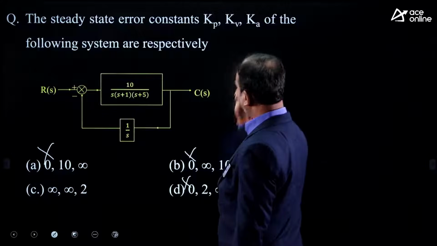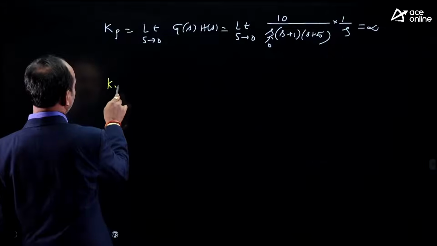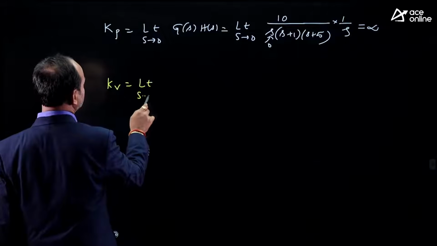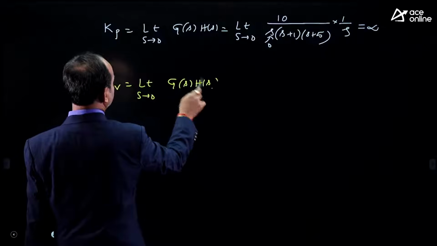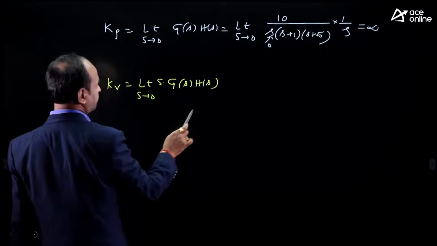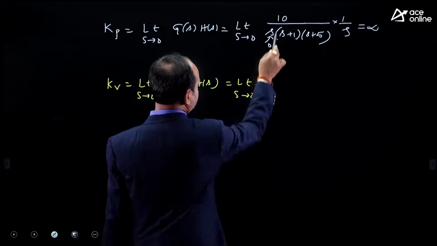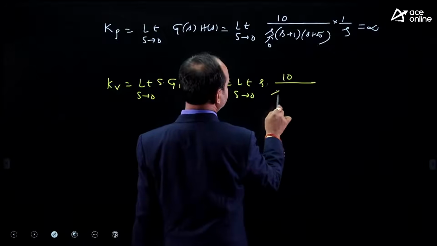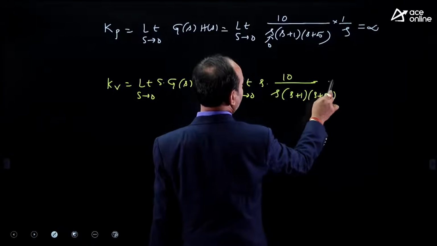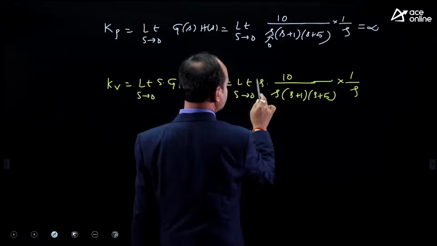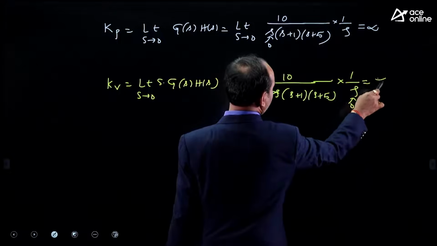I'm going to find Kv also, don't worry. The formula for Kv is the same, limit s tends to 0 of s times G(s) H(s). So limit s tends to 0 of s times 10 by s into (s plus 1) into (s plus 5), times H(s). Now this cancels, and as s tends to 0, something by 0 is infinity only.